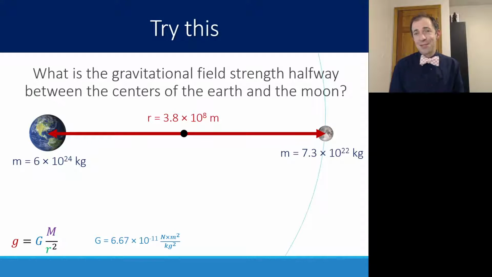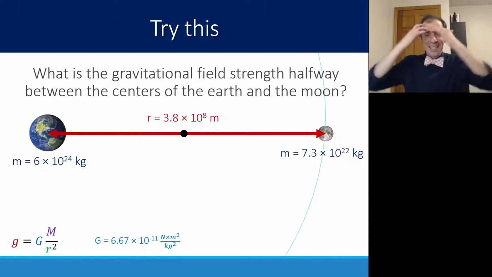All right, let's do some calculating here with more than one massive object that's attracting. Let's imagine here that you are on a space journey between the Earth and the Moon, and you're exactly halfway. I want to know what the field strength is there.